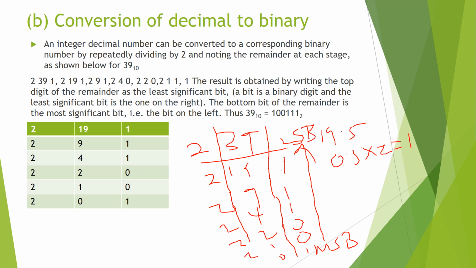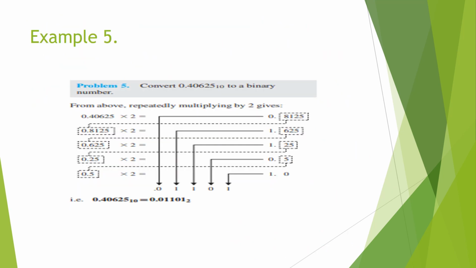So to record our answer, we start from the most significant bit to the least significant bit. So our answer becomes 10011. Remember always to include the subscript or the base to separate the different number systems. And that becomes the equivalent binary of 19 base 10.